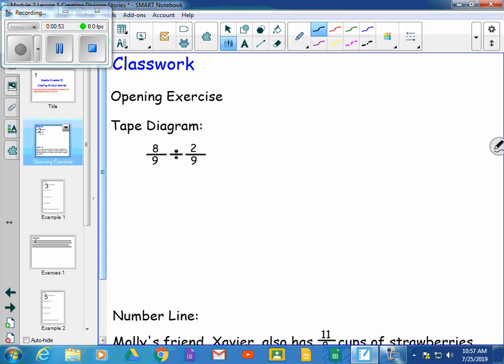Remember, when you're modeling, the best thing to do is to understand what the numbers mean in the division statement. The 8/9, since it's the first number, the dividend, is going to be the total. 2/9, which is the divisor, is going to represent how big or how much is in each group. And then, of course, when we find the quotient, the answer to this, we're actually answering how many of those groups we are making.